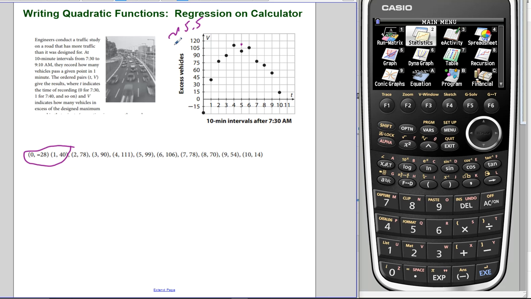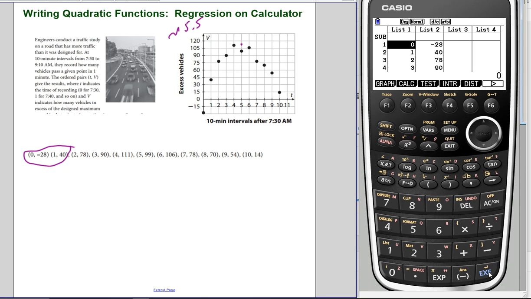So first things first, we're going to submit all this data into the calculator under the stats menu. Because of time reasons, I went ahead and did that. I put in my x's, which is just straightforward 1 through 10, and then my corresponding y values. Now, I then go to graph.